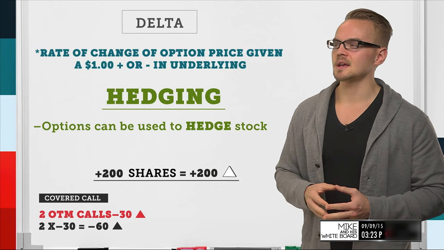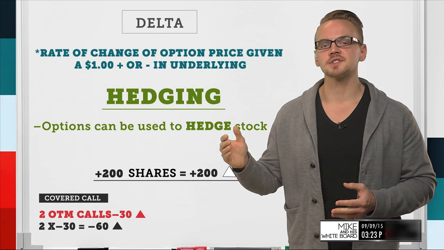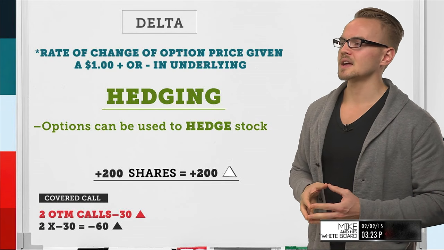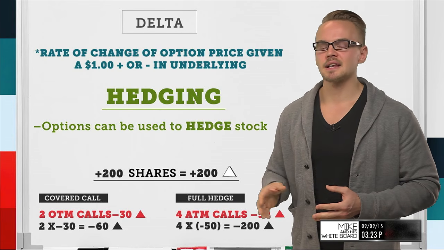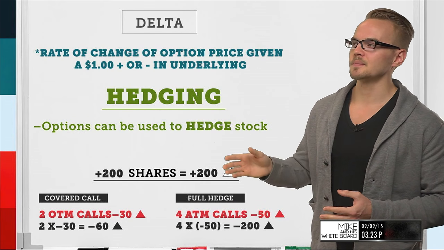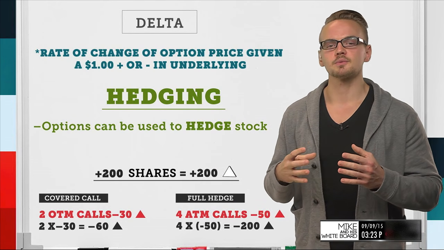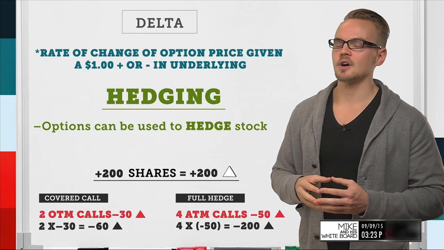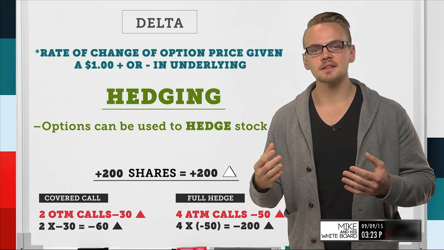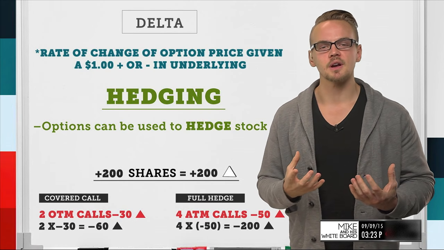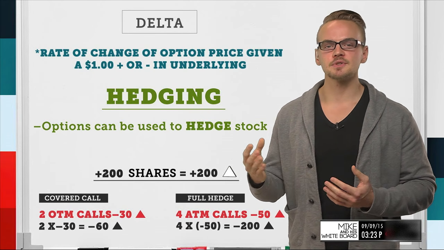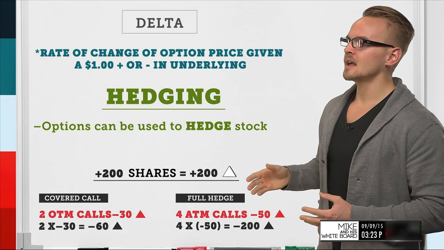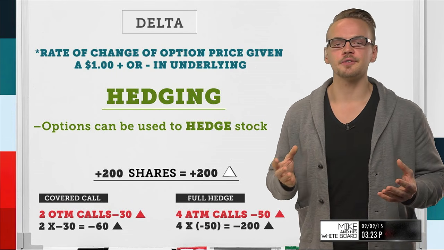So this is going to be me selling out of the money calls, just collecting premium to reduce my cost basis. So if I've got 2 negative 30 deltas, I've got negative 60 delta. So instead of me having all the directional risk of 200 shares or 200 delta, now I only have 140 delta. So basically, I'm collecting premium, reducing my cost basis, and I'm reducing my directional risk if the underlying does end up going down. On the other hand, I can also do a full hedge.